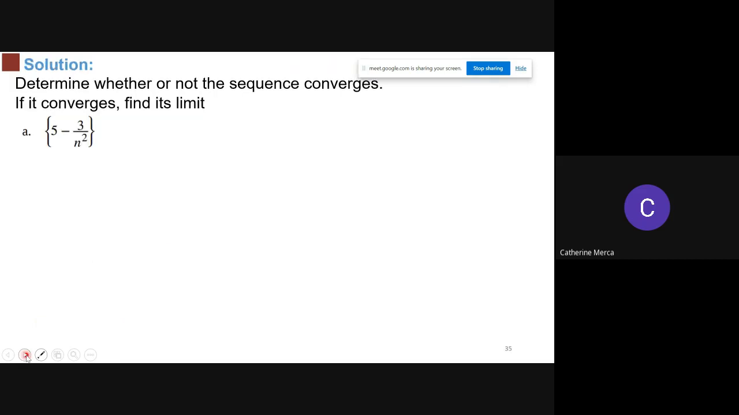Okay, so first example. 5 minus 3 over n squared. Determine whether the sequence converges. If it converges, find its limit. Okay, this one, 5 minus 3 over n squared. What is this?